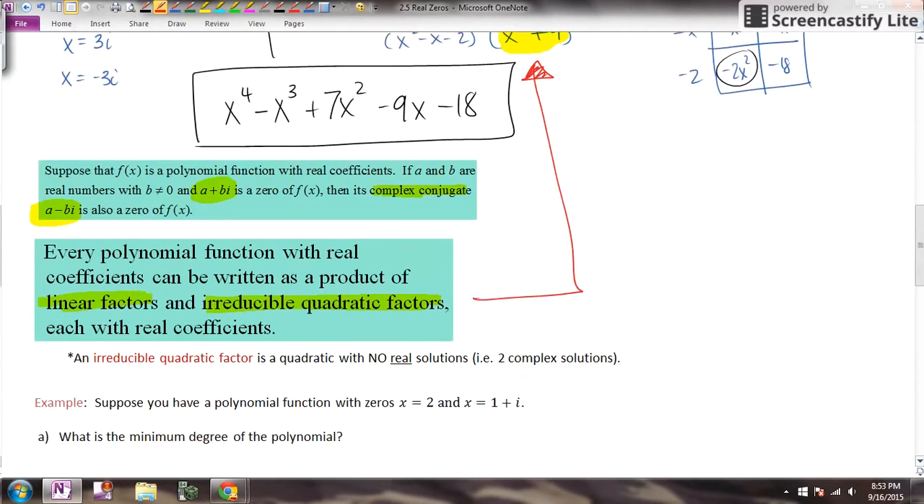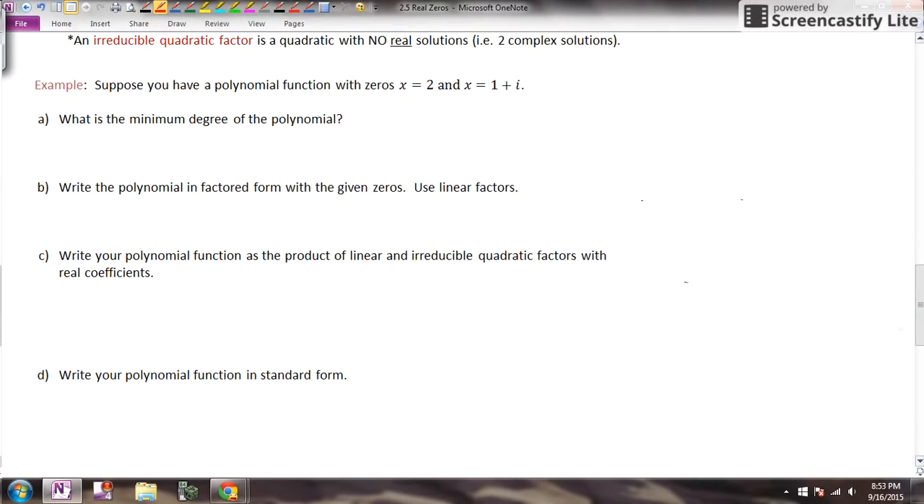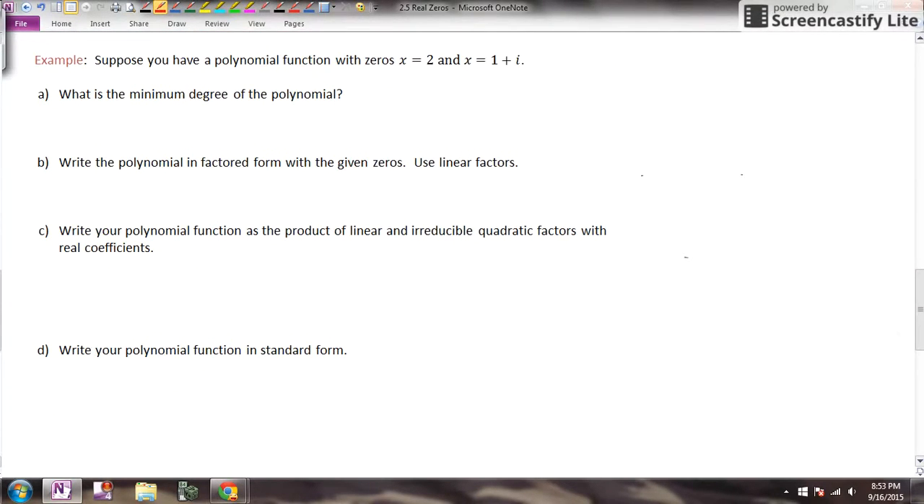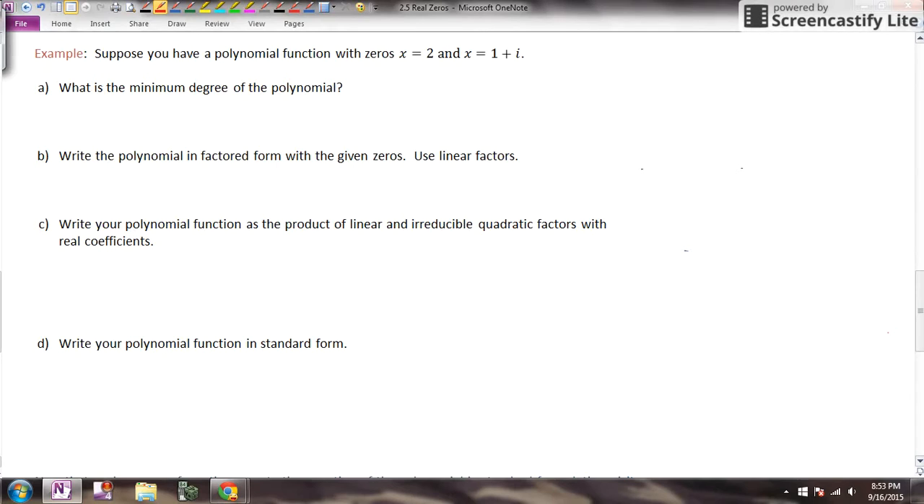So maybe I can jump into one more example here. Actually, I'm going to save that one for when we come back. So let me ask you a question, and we'll be back after this.